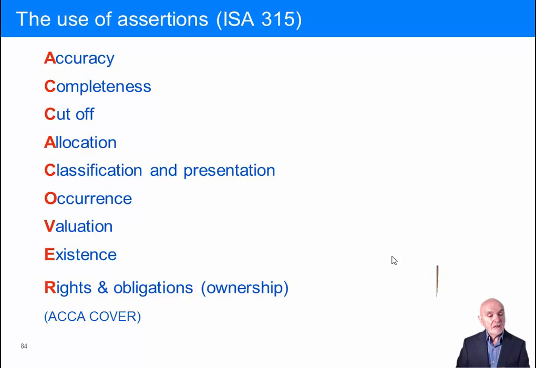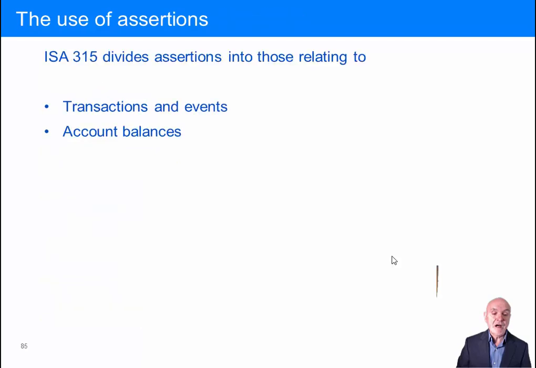Now, as we've been going down this, I've been saying that some of the assertions are particularly appropriate to maybe the statement of financial position, like existence, whereas some others are particularly appropriate to the profit and loss account, for example, the cutoff maybe, or the occurrence. And the assertions are actually divided into two groups, one relating to transactions and events, which is essentially the profit and loss account items, and the other relating to account balances, which essentially relates to figures appearing on the statement of financial position.